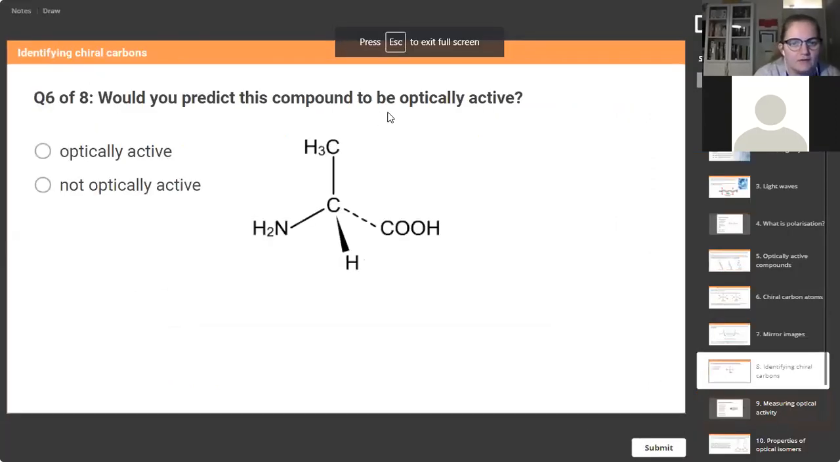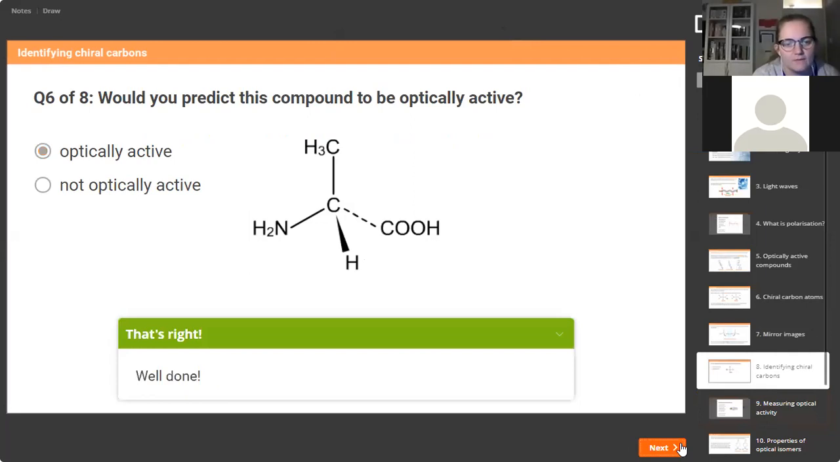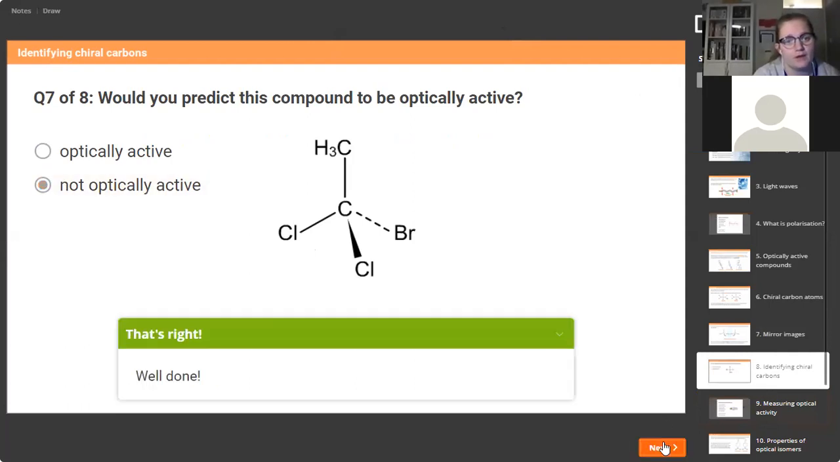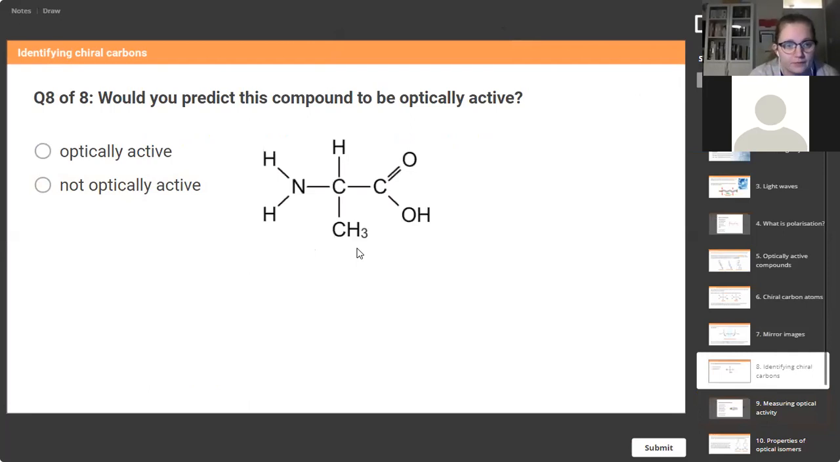Okay. What do we predict this compound to be optically active? We've got 4 different groups coming off that carbon, so yes, this one will be optically active. This one's not going to be optically active because we've got 2 chlorines coming off the carbon, so it's not a chiral carbon. And then this one is going to be optically active because they're all four different.